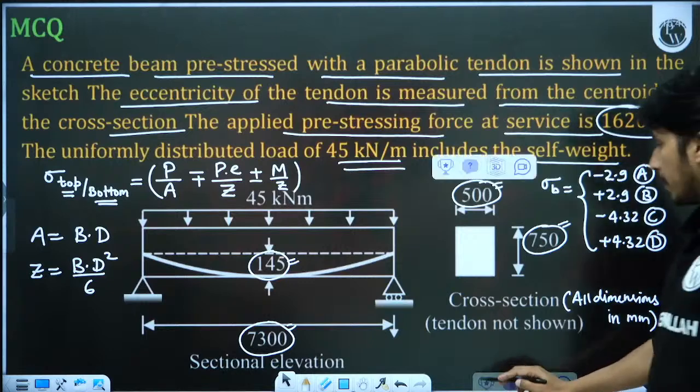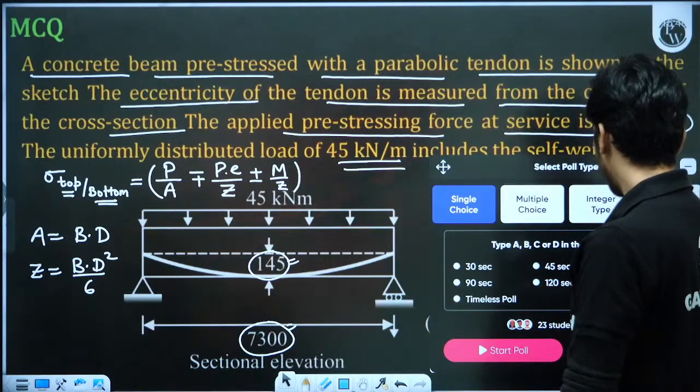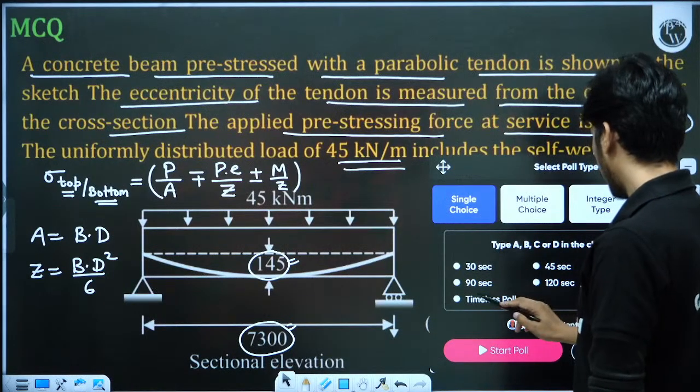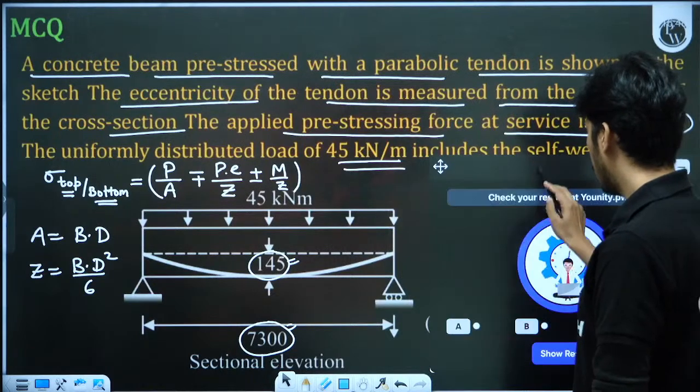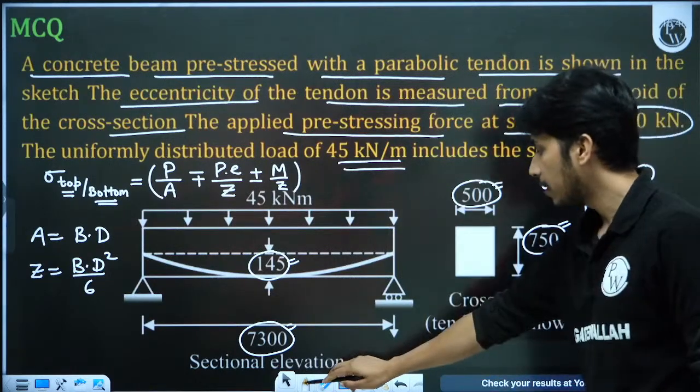Okay, so now I'm creating the poll. A, B, C, D, you have to give the answer. You have sufficient time. I will start the timeless poll. Whatever is the answer, you can give the answer.